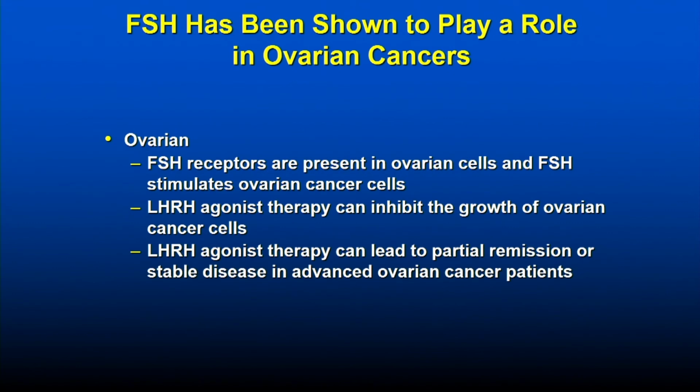cancer, as well as in ovarian cancer, where receptors are present in ovarian cells, and FSH stimulates in vitro ovarian cancer cell growth. LHRH agonist therapy can inhibit the growth of some ovarian cancer cell lines, and agonist therapy can lead to partial remission and stable disease in advanced ovarian cancer patients, usually at the same time that the FSH levels have actually fallen from their peak levels.